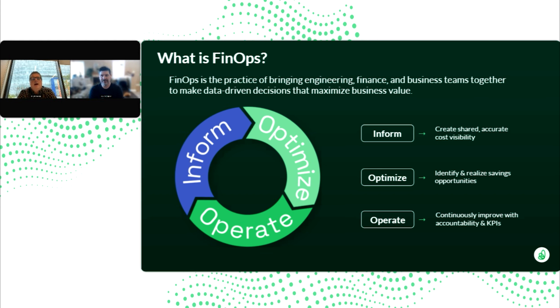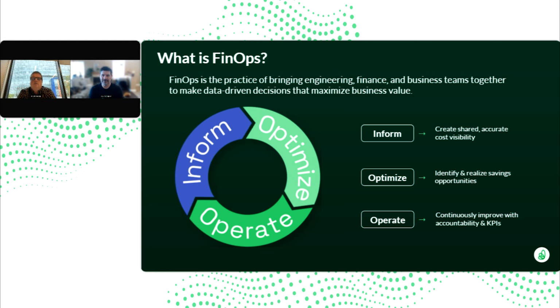And then, in the third phase of FinOps, how do you do ongoing operations, if you will? How do you take things like KPIs and improve upon those? And how do you make sure that the costs you are incurring as part of your cloud spend are aligned with the business outcomes that you're trying to achieve?